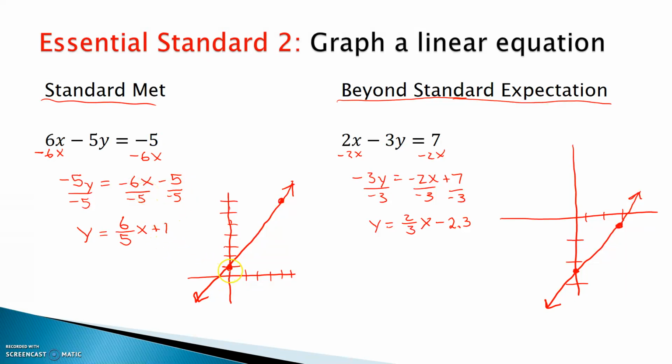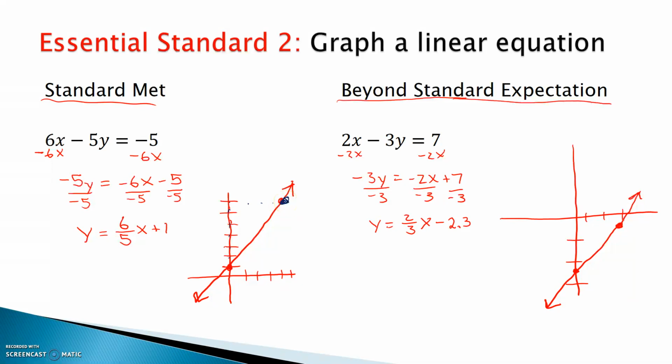Now, where did I start? I started at positive 1. All right, and then that 6 over 5 tells me, hey, I have to climb up 1, 2, 3, 4, 5, 6, and over 1, 2, 3, 4, 5. I'm slightly off here, but you guys can see 5 should be right there.